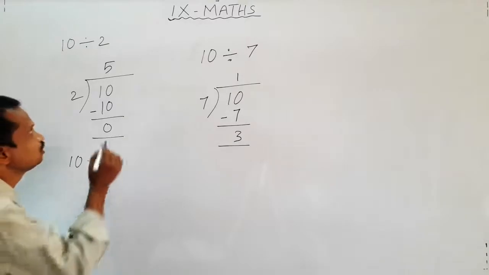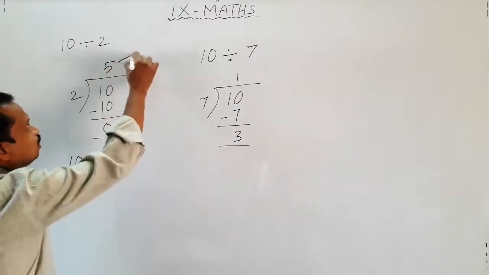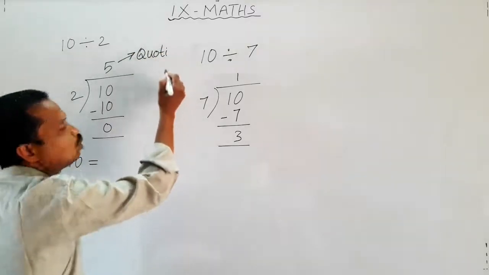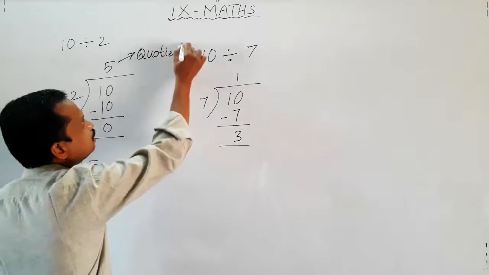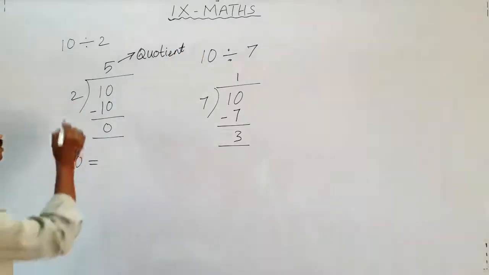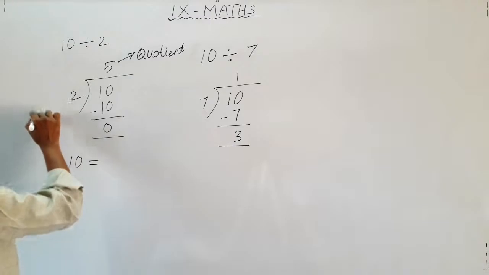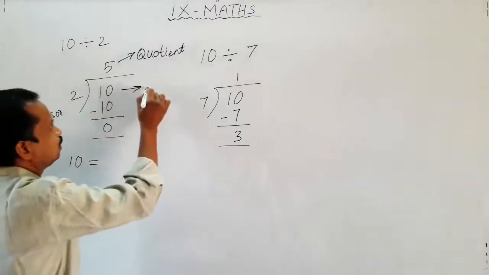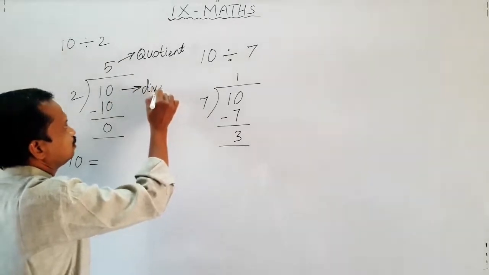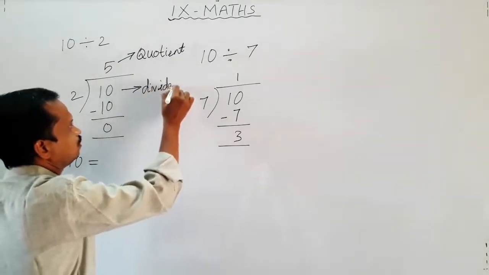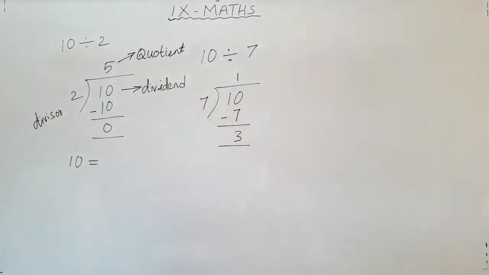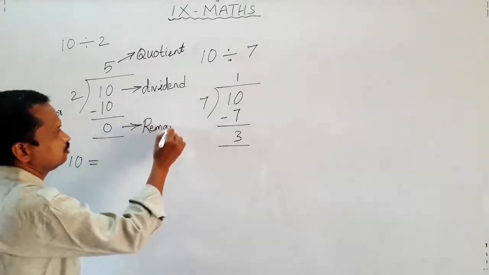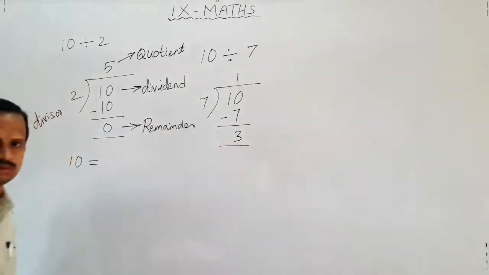So this is what we are doing, and we can write this 10, the dividend, as, what is the quotient here? 5. 5 is the quotient. Spelling QUOTIENT, quotient. Okay, and this is called divisor. Divisor. And this 10 is called dividend. Dividend. Clear? And this is called the remainder. That we know. Remainder. Just now I told you.